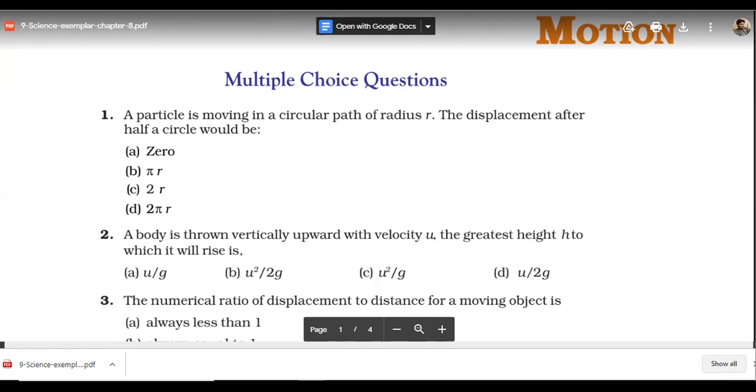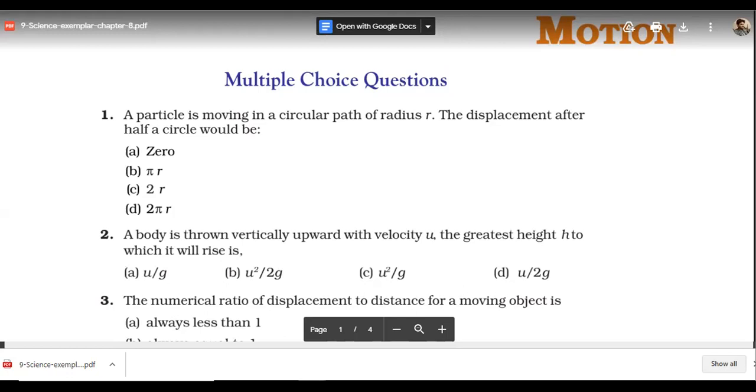B. Okay, wait a minute. How can you say that it would be B? Did you solve this one or not? Did you solve it? Hamna, I'm asking you something, beta. Okay, let's assume that it would be B.